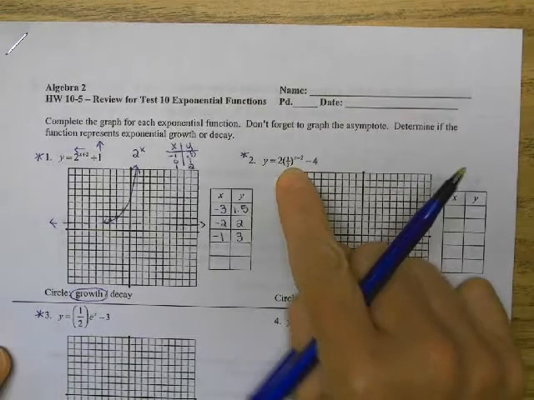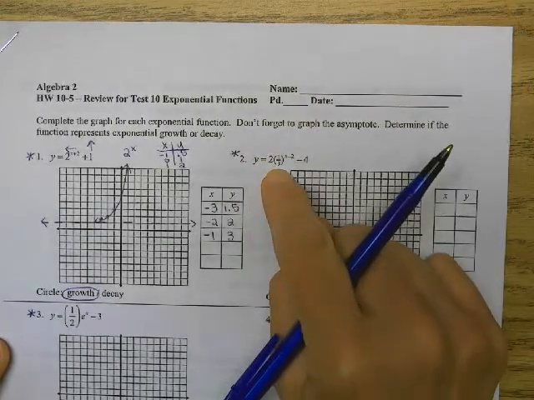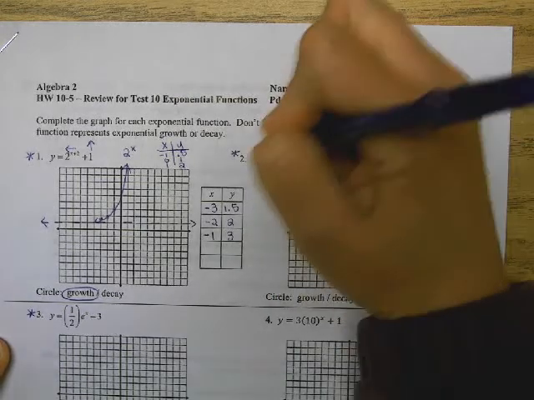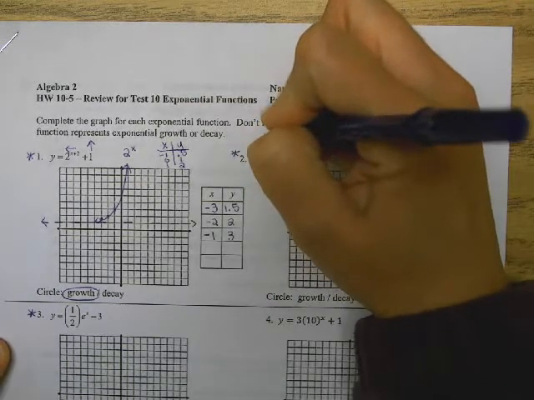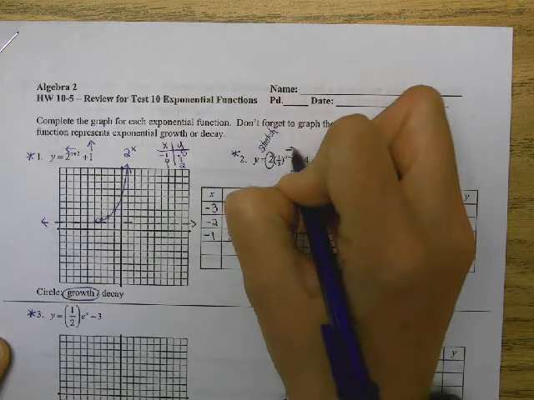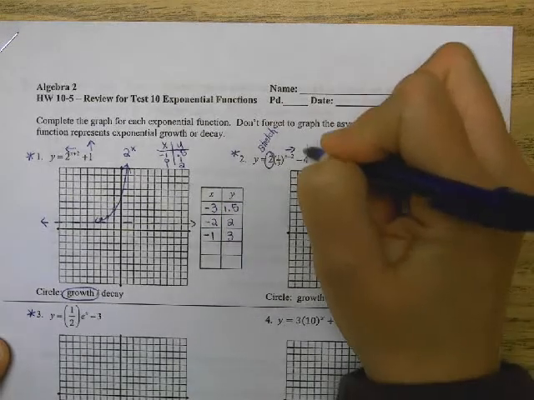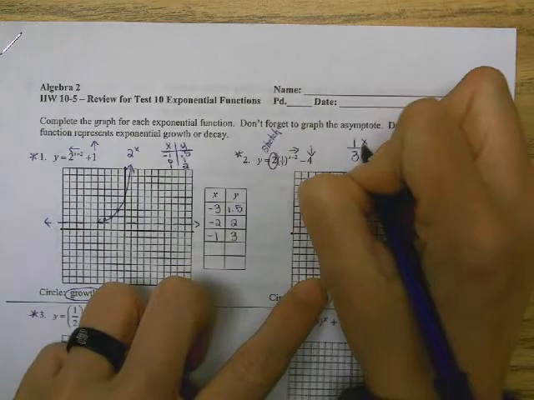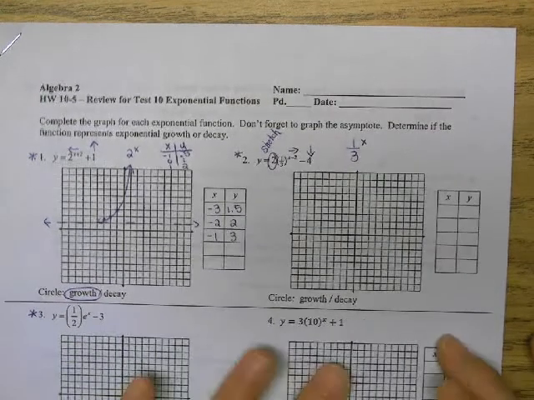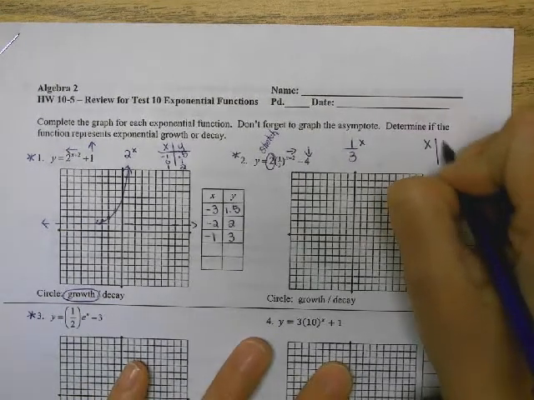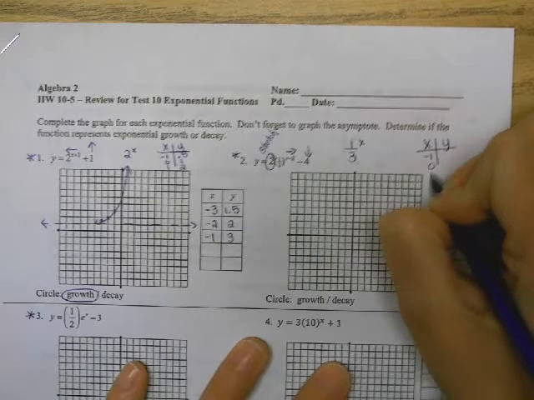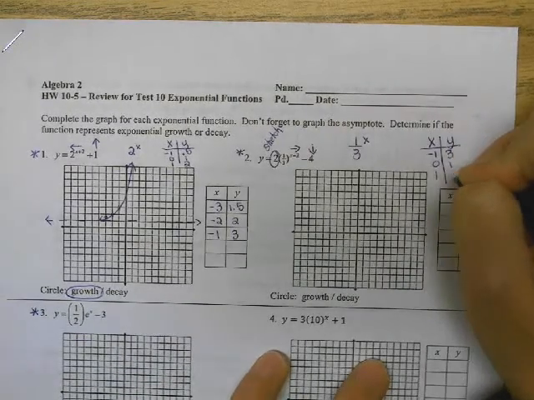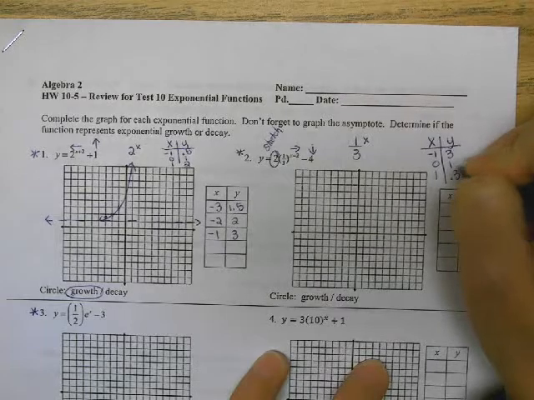Alright, so on this next one, I have 2 times 1/3 to the x minus 2 minus 4. So this 2 is a stretch. The -2 in the exponent moves it to the right 2, and -4 moves it down. Again, I had my kids pull out the parent function, which is 1/3 to the x, and we made our own little table, -1, 0, and 1. Okay, then I filled in my values.